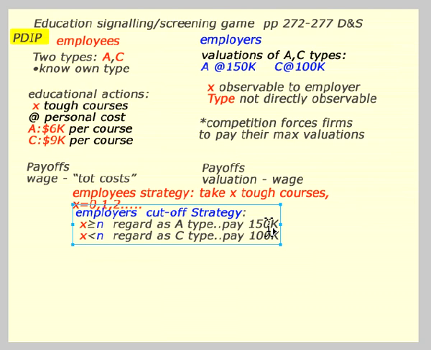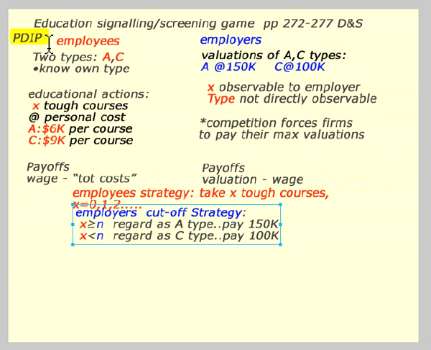Okay, so if you like, the employers are putting out this wage schedule, which says, if you get a BA or you get an MA or you get a PhD, we'll pay you so much. So it's a sliding kind of scale depending on how many tough courses that you take. This is the structure of the game. It's a two-player game. There's employees and there's employers. What can they do? Well, they can decide to take courses or not, and the employers can decide to hire or not.